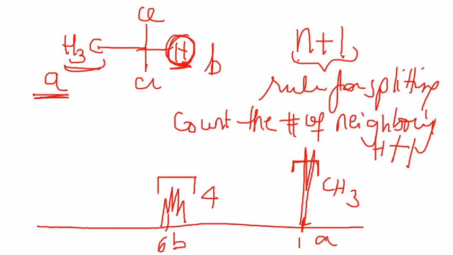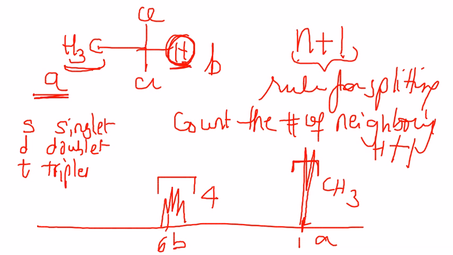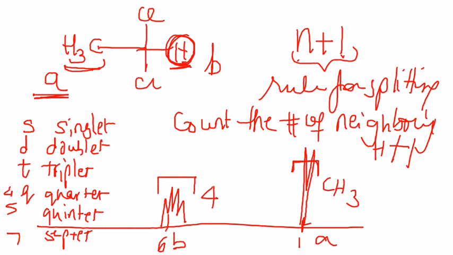So if you just see one single peak, we use the word singlet. If you see 2, you call it a doublet. If you see 3, you call it a triplet. Quartet. For 5, we use the word quintet. Septet for 7. And if you can't count, if it's too much, you just use the word multiplet for many.